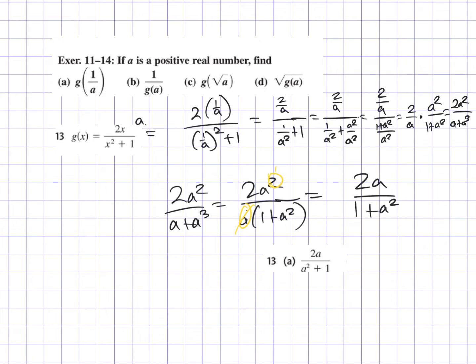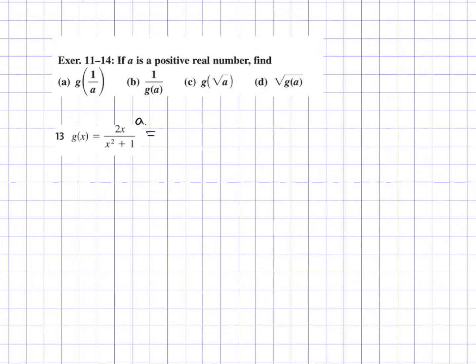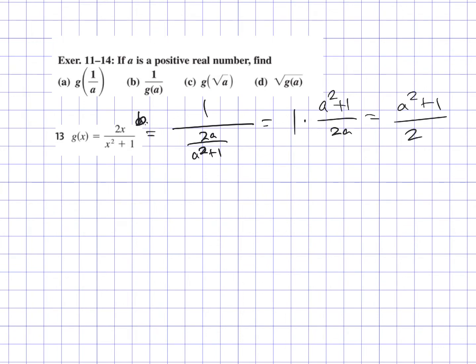Okay, now we'll go ahead and erase most of the stuff and do part B. All right, so part B, 1 over g of a. So 1 over, and we're going to plug a into this, and we get 2 times a over a squared plus 1. So again, the top times the reciprocal of the bottom, and we just get a squared plus 1 all over 2a.